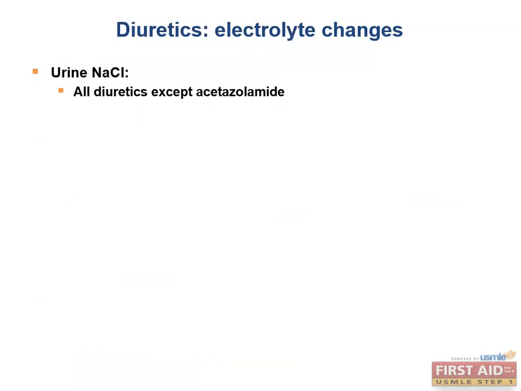Okay, let's take an overall look at the effects of diuretics on electrolytes. First, let's look at urine sodium chloride. Now, all diuretics are going to increase the excretion of sodium chloride in the urine except acetazolamide, which is a carbonic anhydrase inhibitor. And the reason it's not increasing urine sodium chloride is because it's increasing urine sodium bicarbonate excretion.